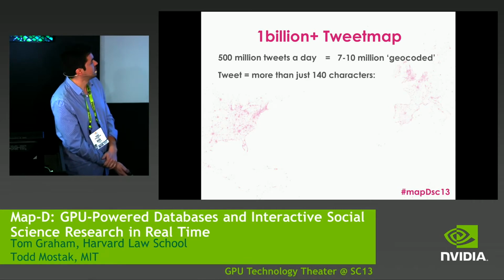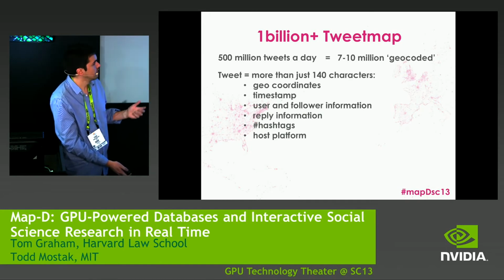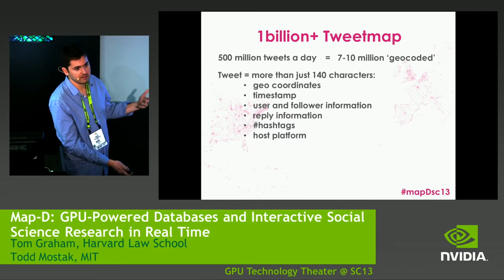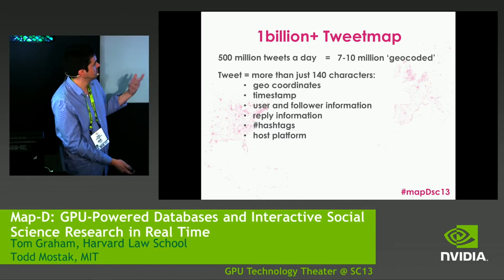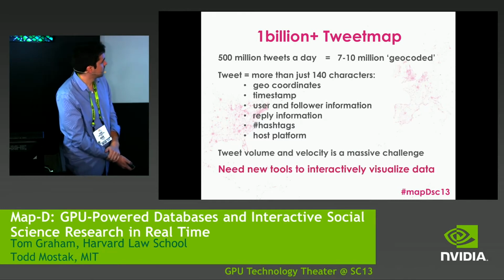We're not just keeping the text on the GPU. We keep all the metadata on the GPU as well: coordinates, the timestamp, user, follower graph, reply information, hashtags, whether it comes from an Android or iPhone. We can show you us mapping that as well.